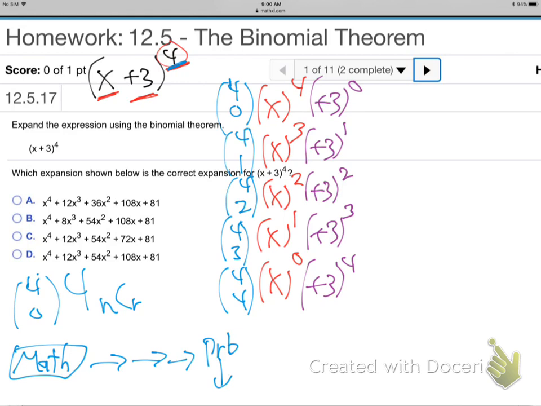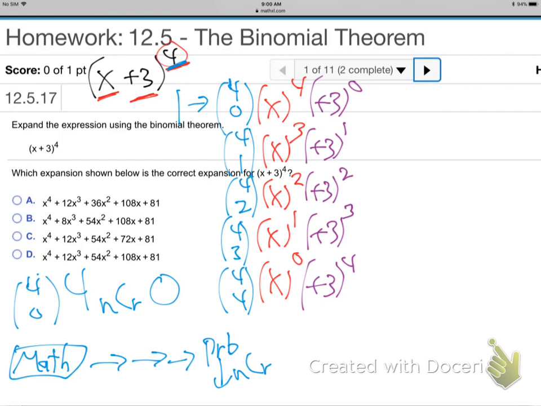And then go do all that stuff I just did. Hit math, go over to the PRB, go down to the NCR. Everybody tracking with me? Go down to NCR, hit enter, and then it'll put NCR in the main screen. So it's 4 NCR, and then put the second number, 0. So that's 4NCR0, and hit enter. It'll tell you the answer is 1. So the first one is just a 1. 4NCR0 is 1.